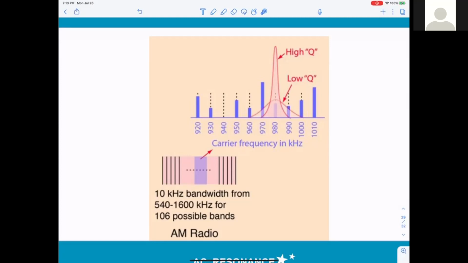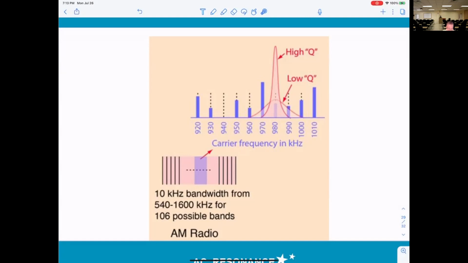Power output. High Q for sure will be better than low Q. However, for low Q, why is it not good? Who can tell me? Does it have to do with the formula or something? No. By looking at the display, you can tell me.